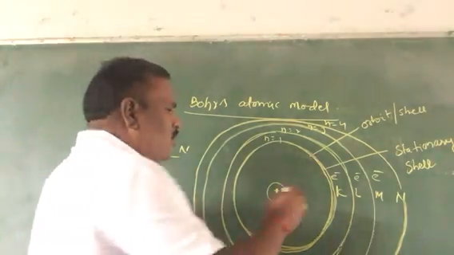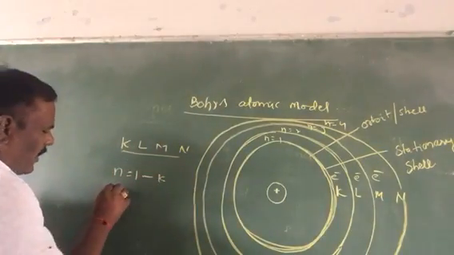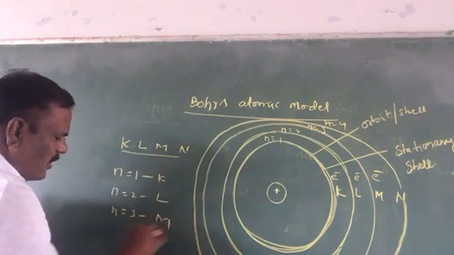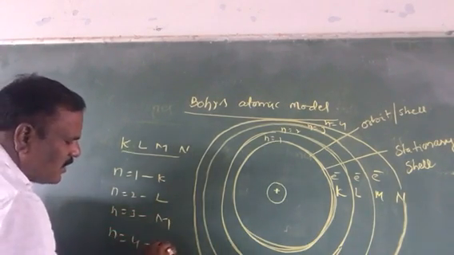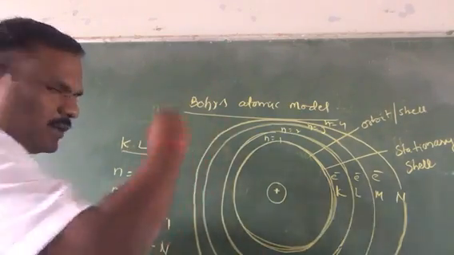So n equal to 1 means, children, it is the K shell. n equal to 2 means it is the L shell. n equal to 3 means it is the M shell. n equal to 4 means it is the N shell, and so on. So K shell, L shell, M shell, N shell.